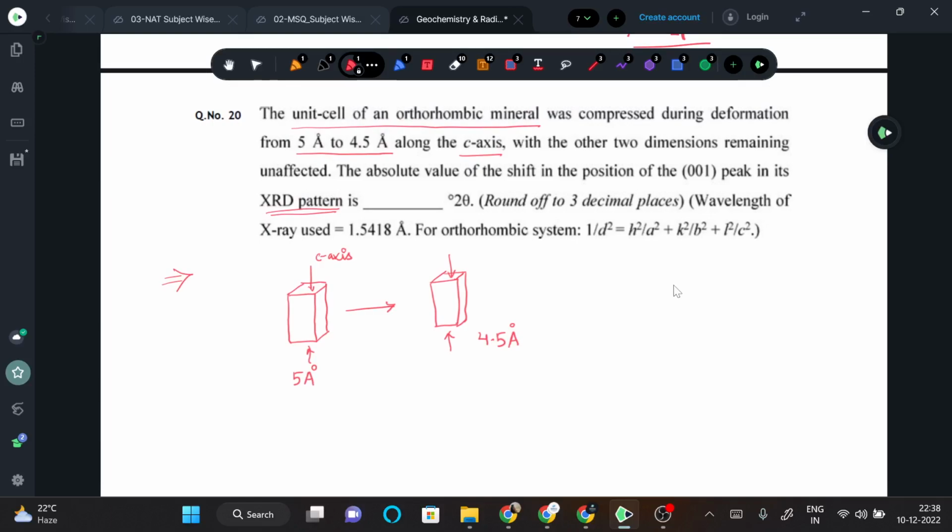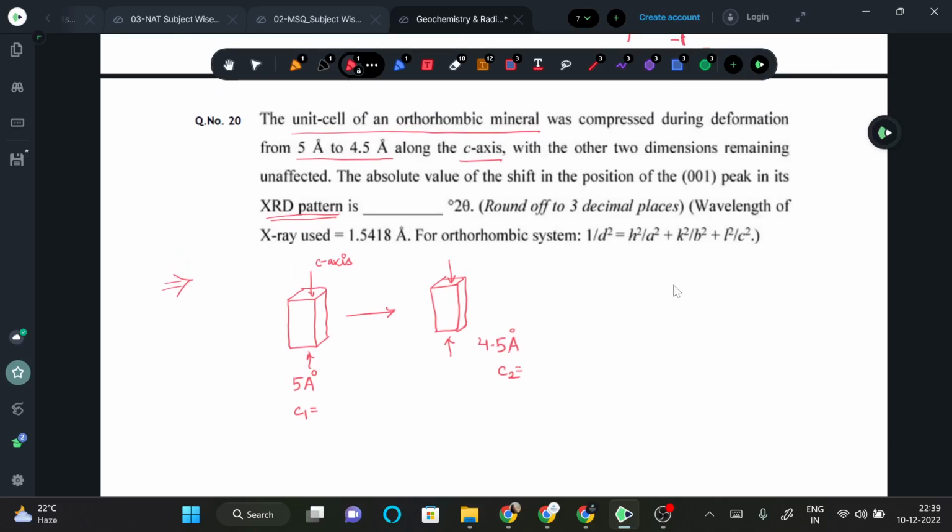So this is basically C1, and this is C2, let's say. These are the lengths. The C axis is getting compressed. C1 is 5 angstrom, C2 is 4.5 angstrom. Now here for XRD patterns, Bragg's law is used, if you must have heard about it, with the other two dimensions remaining unaffected. So only the C axis is getting affected. The other two remain unaffected. The absolute value of the shift in the position of the 001 peak in its XRD pattern is... So it is asking about the shift in the position of the 001 peak.